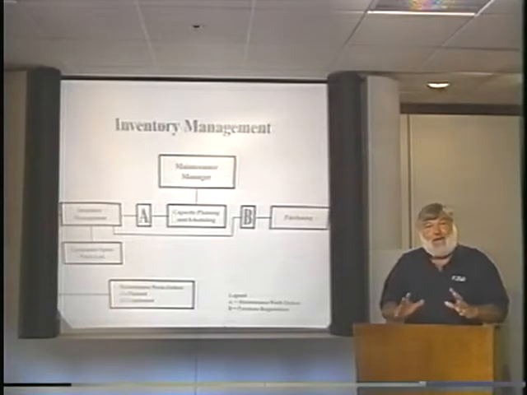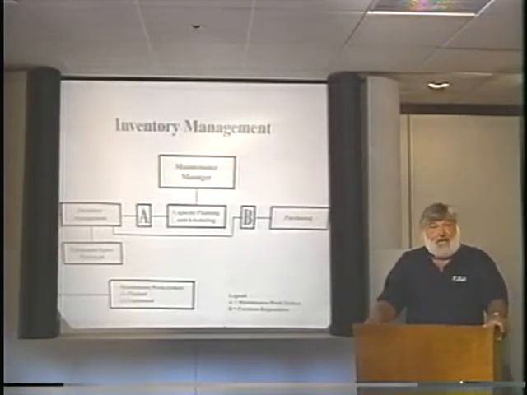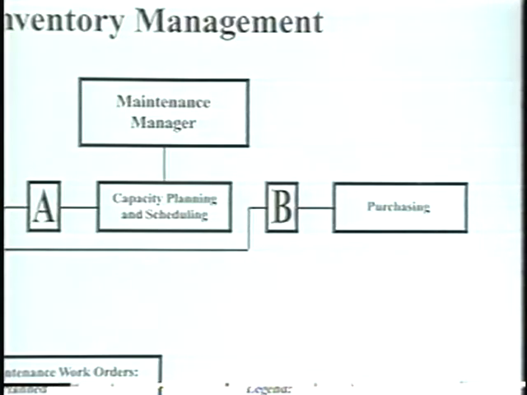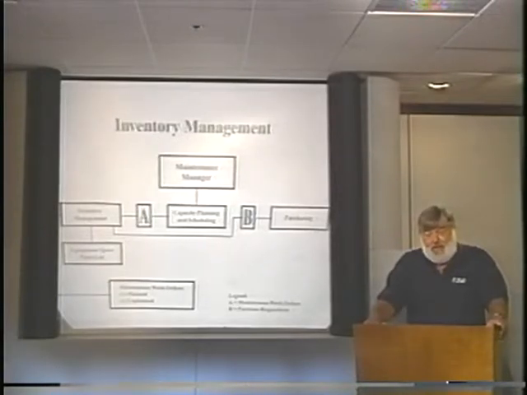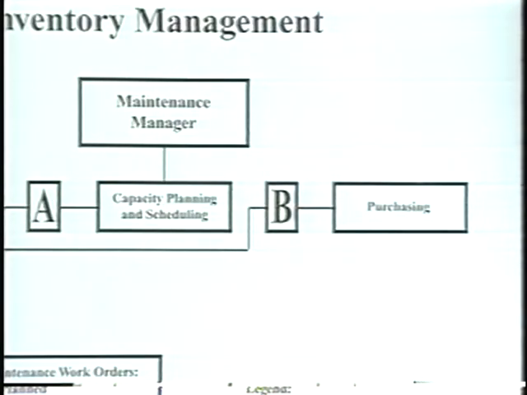Now, as a byproduct of the spare parts planning, then moving from inventory management to capacity planning and scheduling, we have a little box identified as A. That indicates that the maintenance work orders have been covered by spare parts requirements. Coming out of inventory management, we also have B, and that is where we did not have sufficient inventory on hand and we had to purchase items. So B represents the purchase requisition.